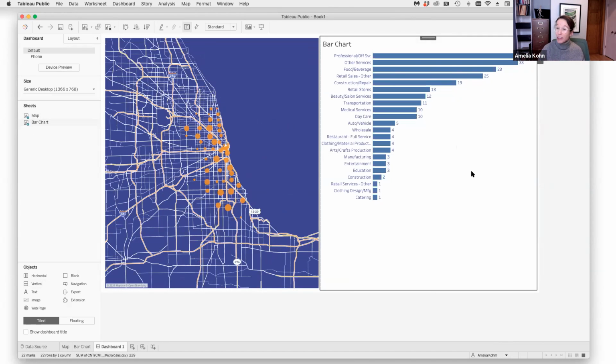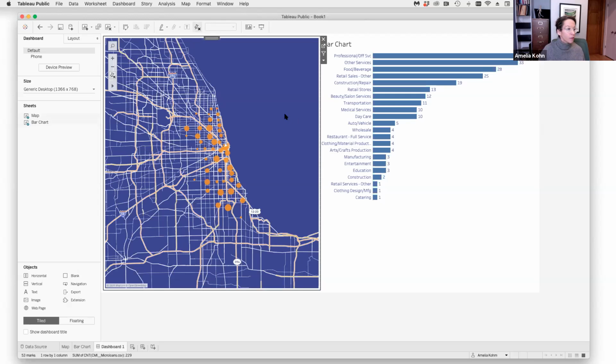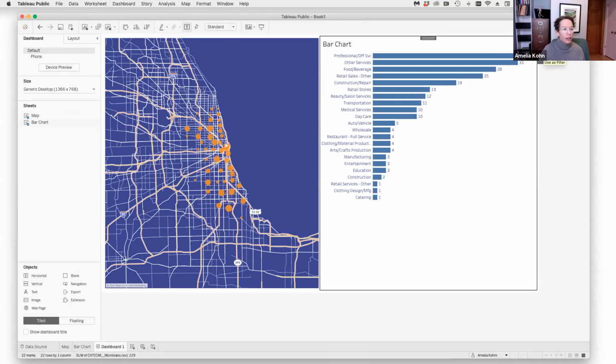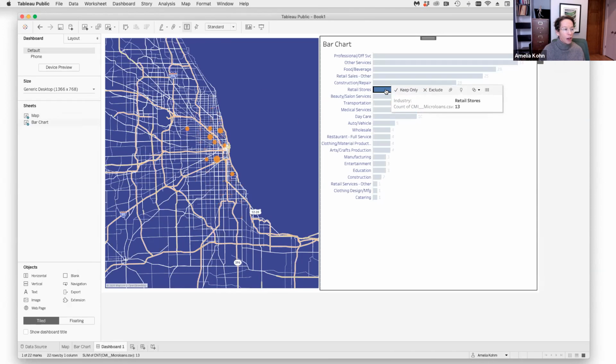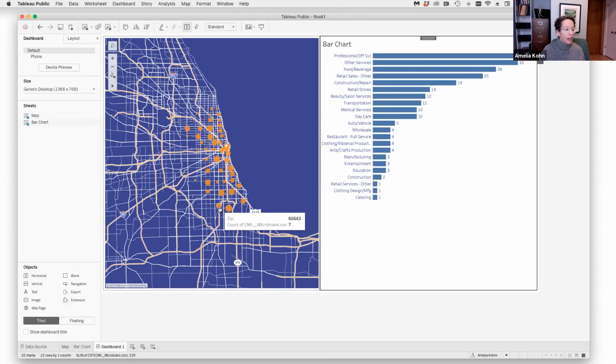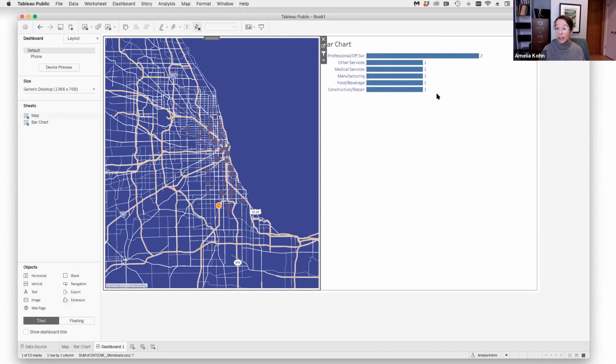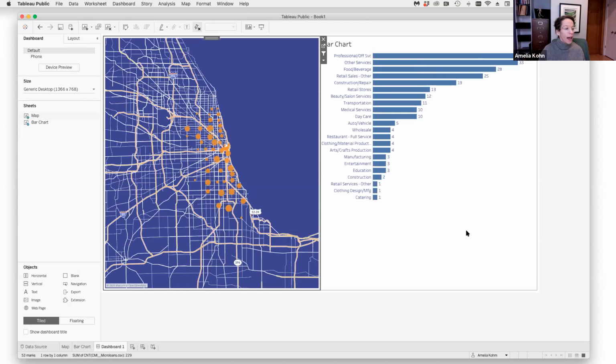And then to have them filter each other, like we saw in the example, all I have to do is click on the map and choose this little filter icon in the upper right-hand corner, and then do the same for the bar chart. Click on the filter icon in the upper right-hand corner. And then when I click on something, for example, retail stores in the bar chart, we're only seeing loans for retail stores on the map on the right. And if I click on just the 60643 area code, we see only the industries that got loans in that area code. Okay, I'm going to stop there.